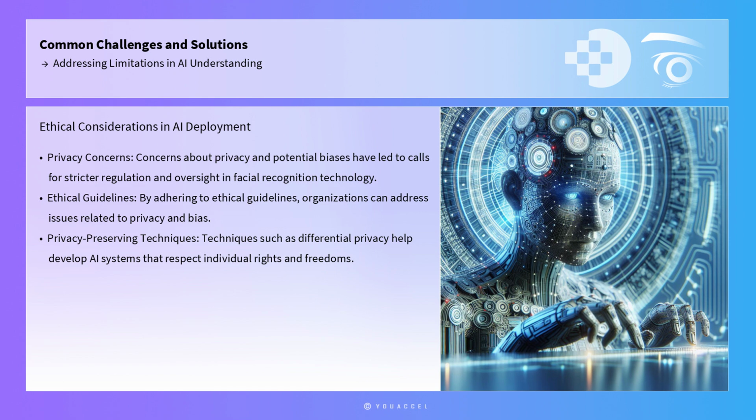A real-world example of ethical considerations in AI can be seen in the deployment of facial recognition technology for security purposes. Concerns about privacy and potential biases have led to calls for stricter regulation and oversight. By adhering to ethical guidelines and incorporating privacy-preserving techniques, such as differential privacy, organizations can address these issues and develop AI systems that respect individual rights and freedoms.